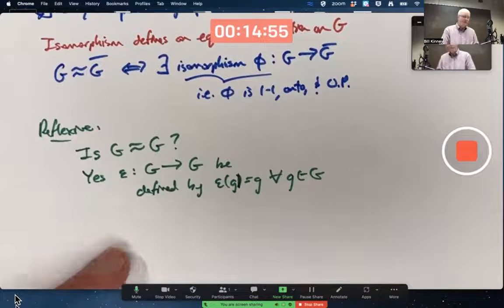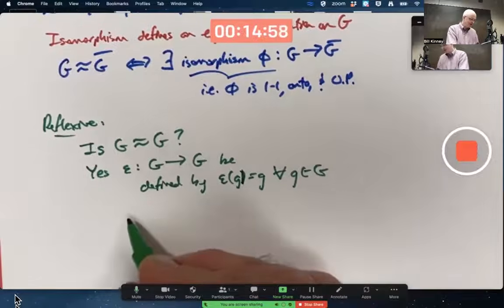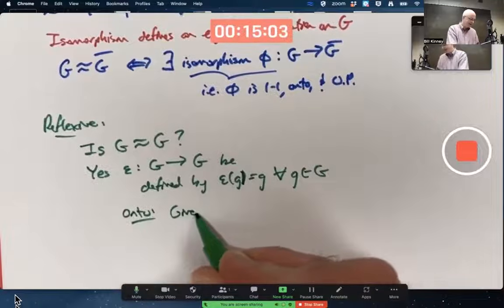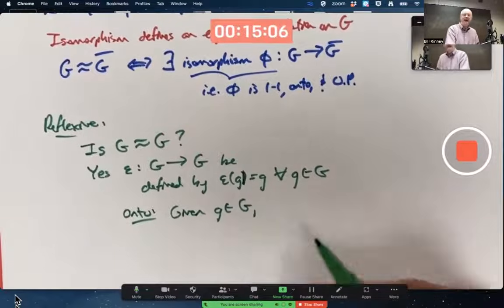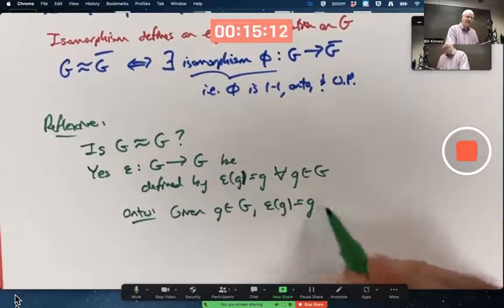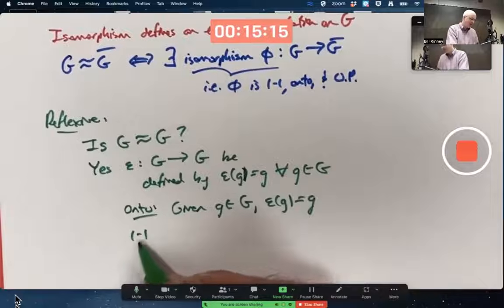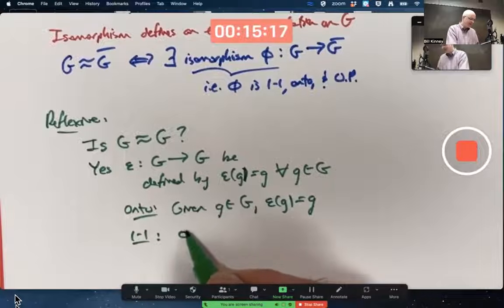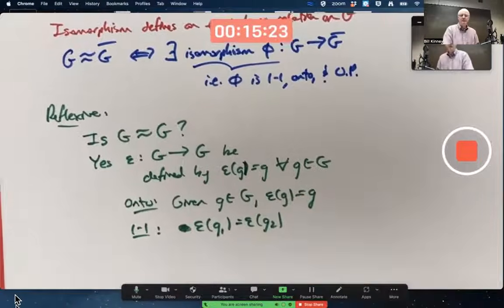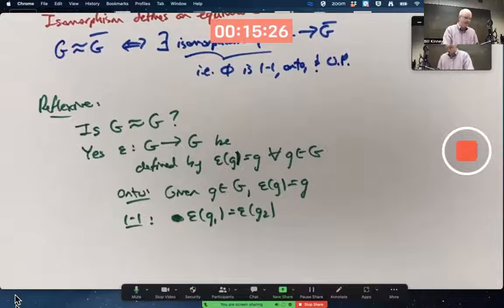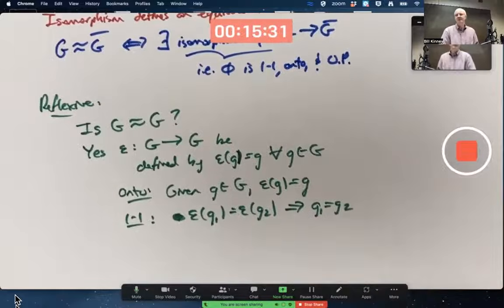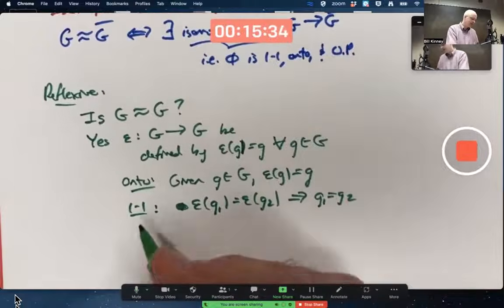Is it really one-to-one and onto? Certainly it's onto. Given little g in capital G, what gets mapped to little g? Itself. And certainly it's one-to-one. If epsilon of g1 equals epsilon of g2, the outputs are the same, can I show the inputs are the same? Well, by the very definition of what epsilon is, that implies g1 equals g2. There's nothing much to do. It's definitely one-to-one and onto.